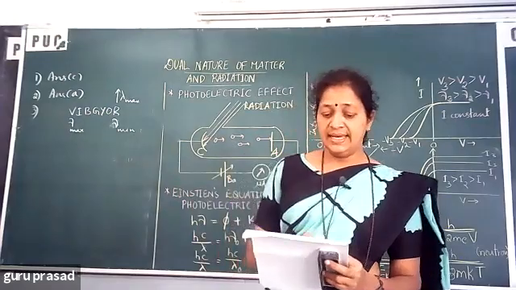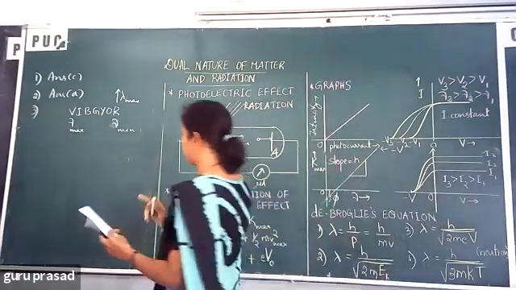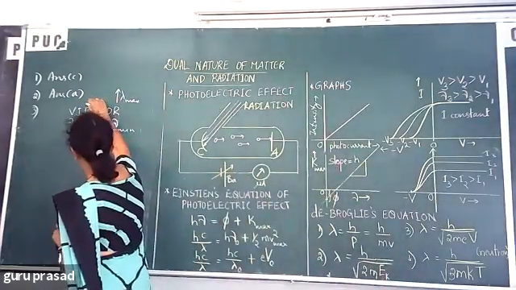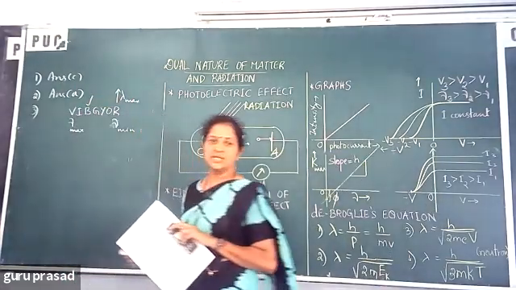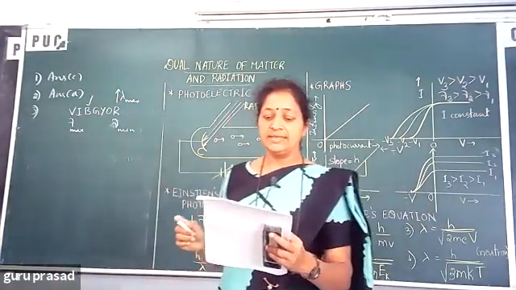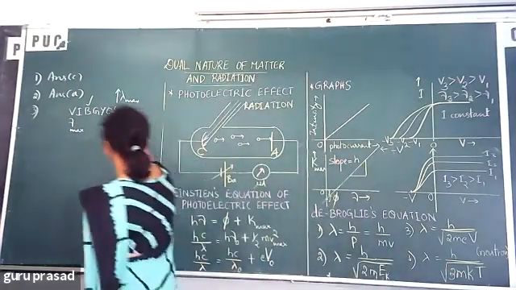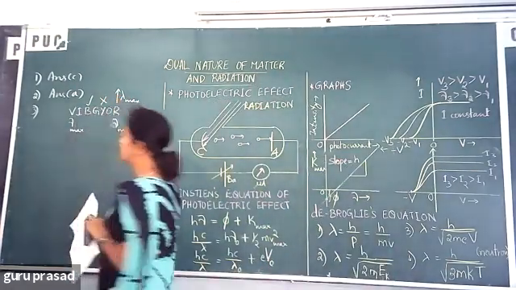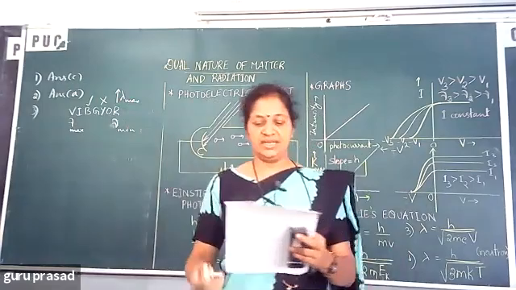Now they say blue light photoemission is possible. Yellow light photoemission is not possible.